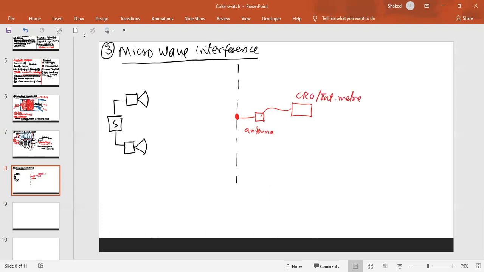It's the same thing. So this experiment is 100% similar to sound waves. You are just replacing the loudspeaker with a microwave transmitter over here. Rest of the things will exactly remain the same.